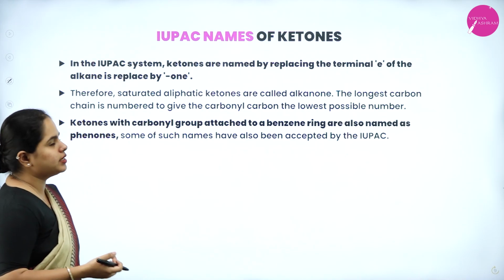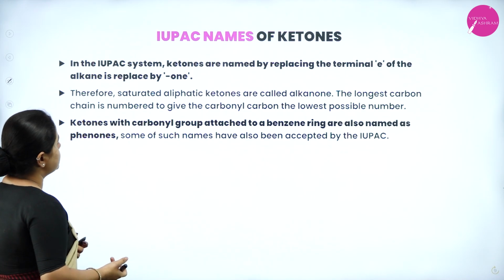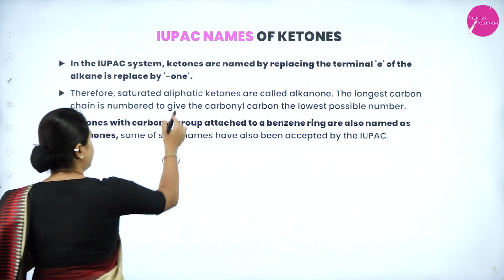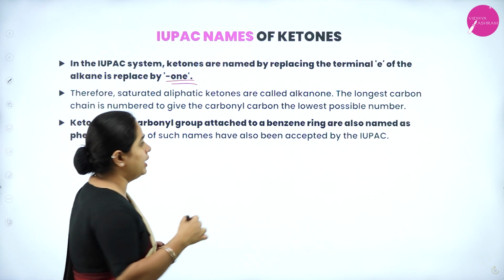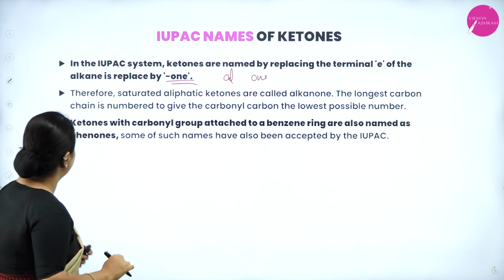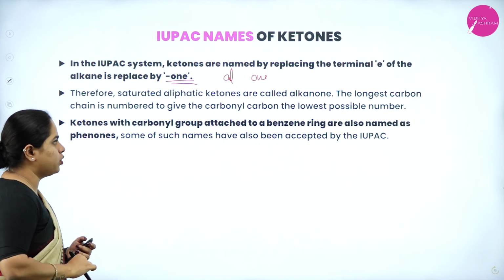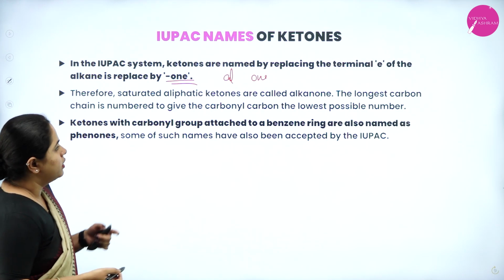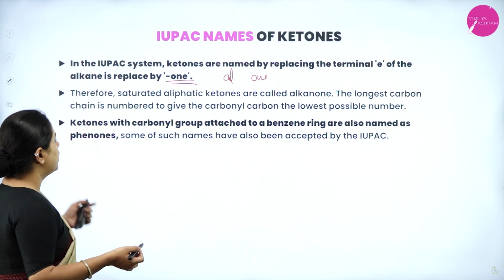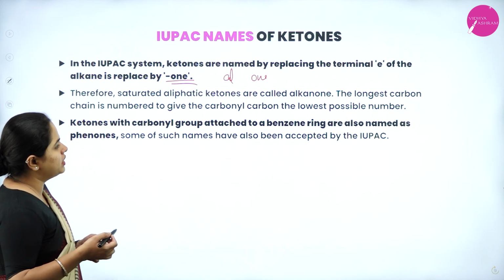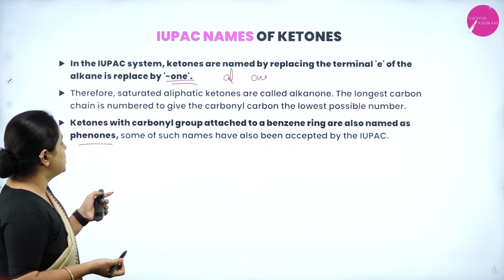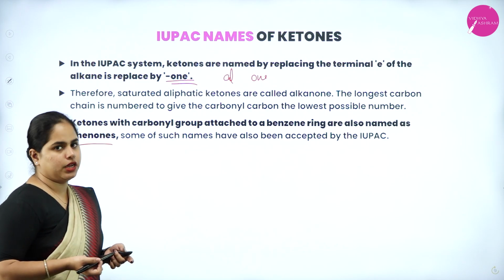Now moving on to the IUPAC names of ketones. In the IUPAC system, ketones are named by replacing the terminal E of the alkane with ONE. In the case of aldehyde, it was AL; in the case of ketone, it is ONE. Clear? Therefore, saturated aliphatic ketones are called alkanones. The longest carbon chain is numbered to give the carbonyl carbon the lowest possible number. Ketones with a carbonyl group attached to a benzene ring are also named as phenones. Some of such names have also been accepted by the IUPAC.